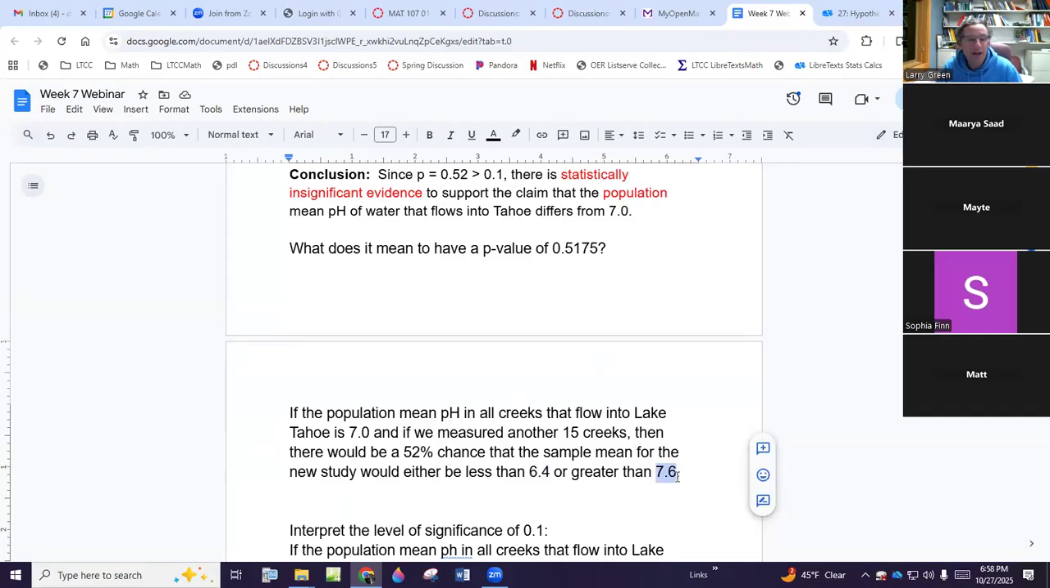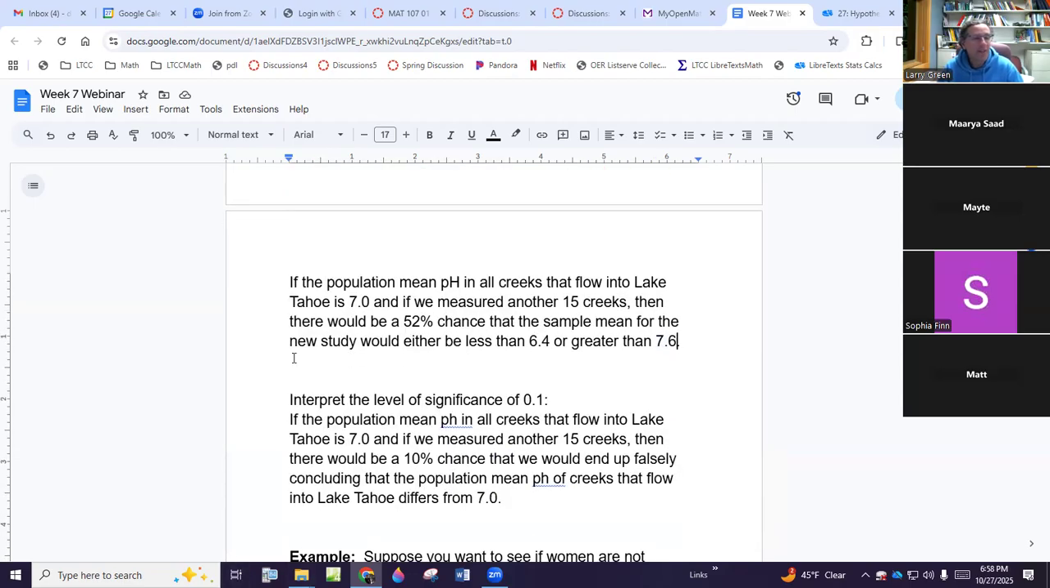Any questions on how I came up with the 7.6? This is often a very hard part for people because there's a little bit of math, not anything heavy. All I did is subtract and then add. 7.0 minus 6.4 is 0.6. And then I said 7 plus 0.6 is 7.6. Any questions?